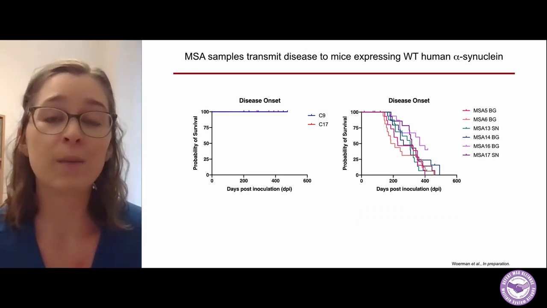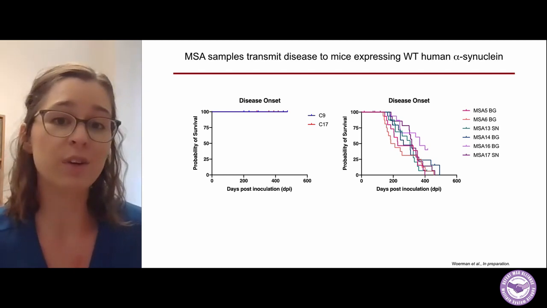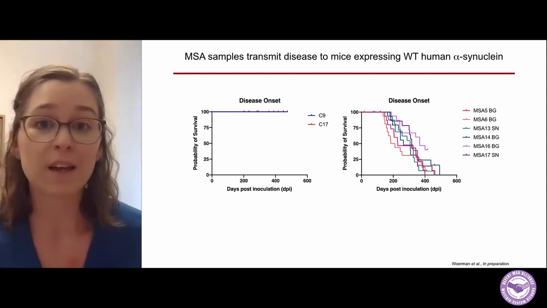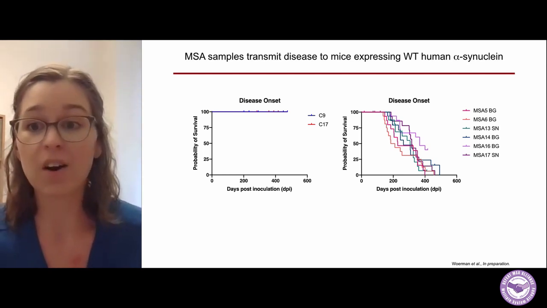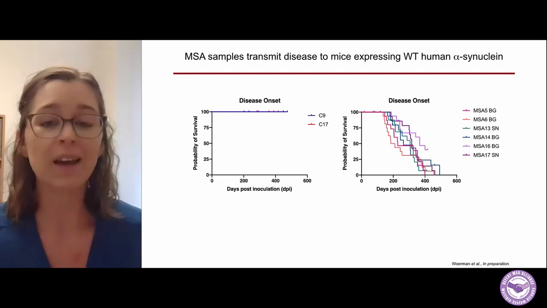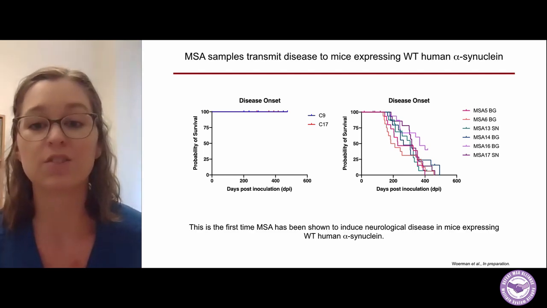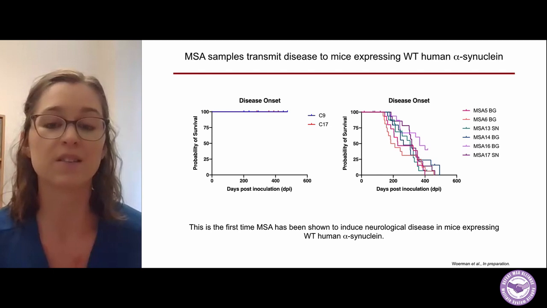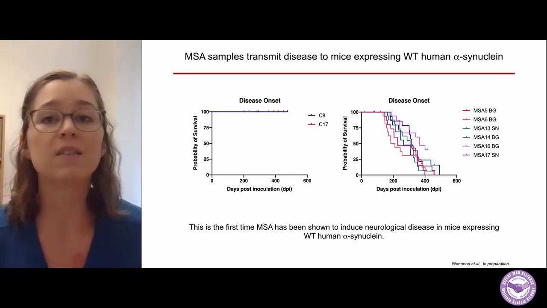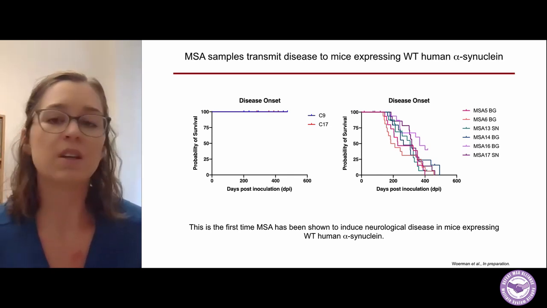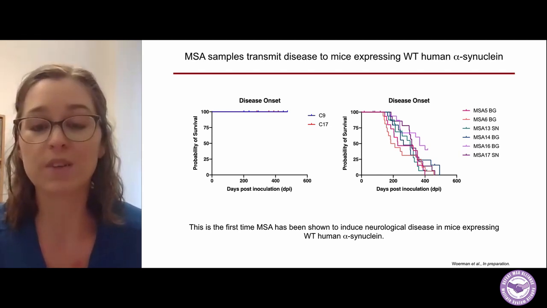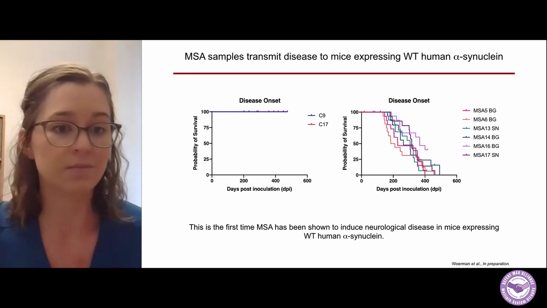But this time, when MSA was used as the source of α-synuclein prions, what they found was that it indeed does transmit disease in a wild type human α-synuclein mouse model. And all 6 cases of MSA that were used transmitted disease to the mice. And this is the first time that MSA has ever been shown to induce neurological disease in mice expressing wild type human α-synuclein. So this is very important for the field because MSA has no detectable mutations tied to the disease. And now we also have a mouse model that has no expression of human mutations, and we are getting clinical disease.